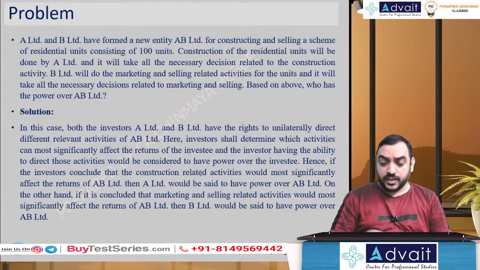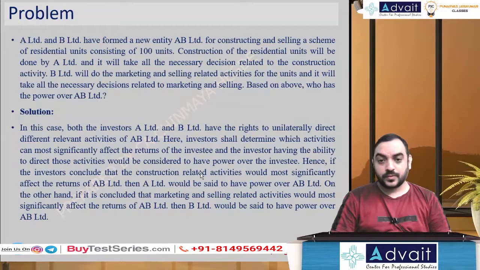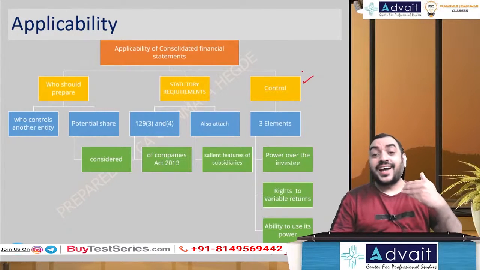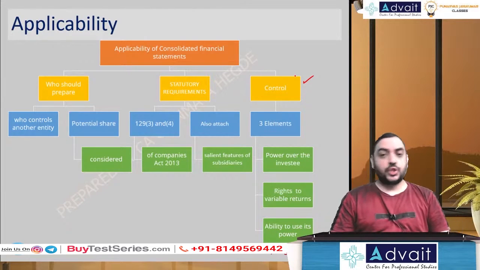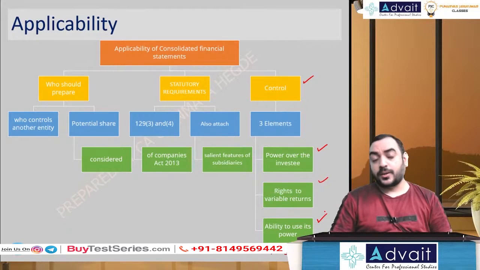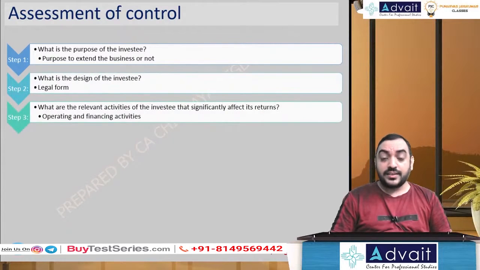Regarding the power, let me look at the quick definition for you, and then we'll look at this problem once more. What do you mean by having power? What do you mean by having control? Quick chart: if you say I'm having control over another entity, then three conditions should be satisfied. One, you need to have power, and you need to have rights to variable returns and the ability to use its power. So what do you mean by having power over the investee? That basically depends on this important one.